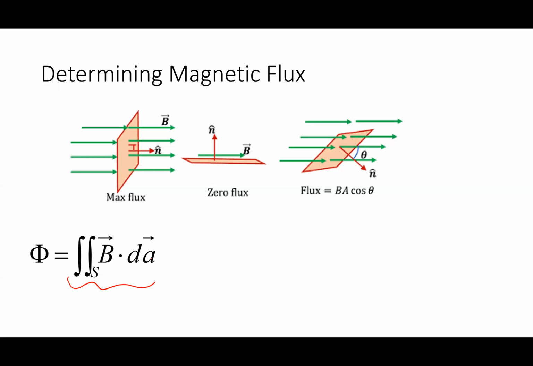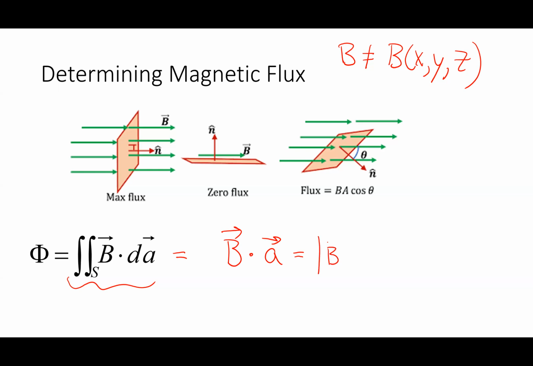If the B field is not a function of position, so not B of x, y, z, then this becomes B dot A. A dot product is a scalar number. How do I compute that scalar number? Be careful about that. It's the magnitude of B times the magnitude of A times the cosine of the angle between them.